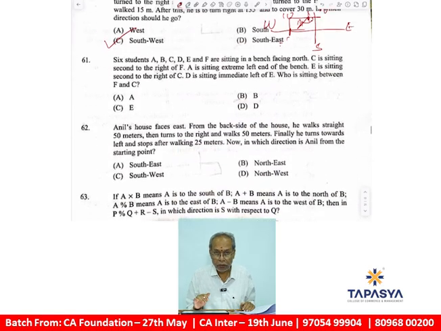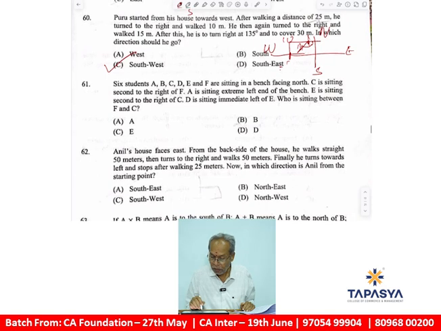Again, 6 students are sitting on a bench facing north. So all 6 students, 3, 4, 5, 6, are facing north. Facing north is always safe. Right is right and the left is left. Now C is sitting left of D. C is sitting second to the right of F.